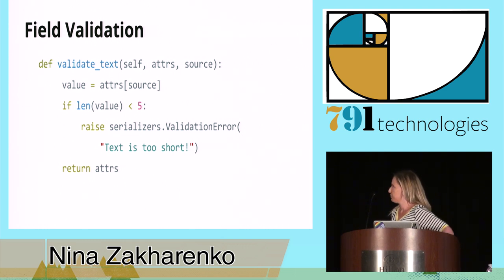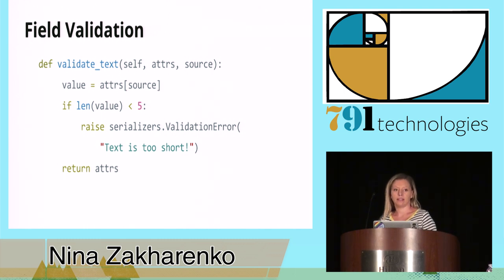So here we're getting our source attribute out of the list of values, and we're checking to see if the length of it is less than 5. If it is, we're going to send back a validation error that says the text is too short, and we're going to get back an error response in our API.